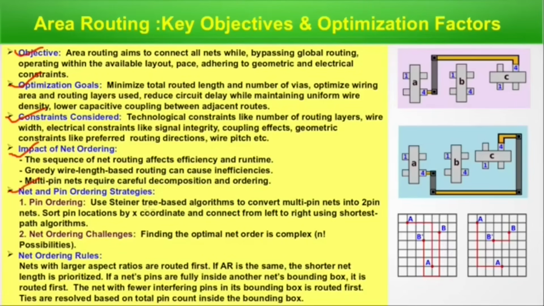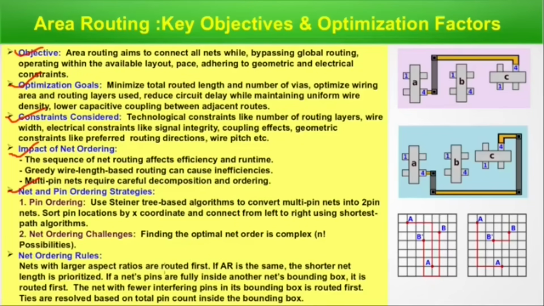Pin ordering uses a Steiner tree based algorithm to convert multi-pin nets into two-pin nets, sorts pin locations by x coordinate, and connects from left to right using a shortest path algorithm. And net ordering challenges: finding the optimal net order is complex, as there are N factorial possibilities. Now, net ordering rules are there.